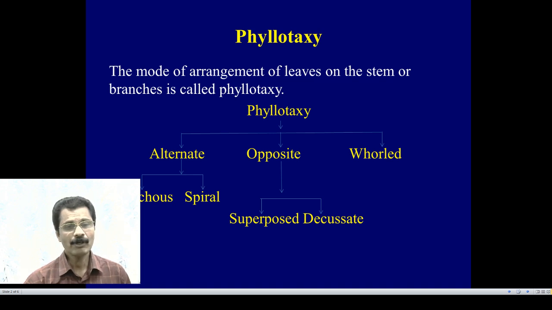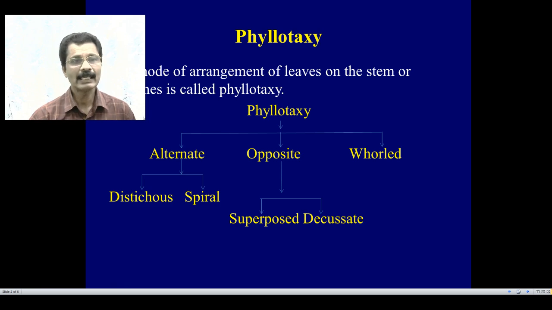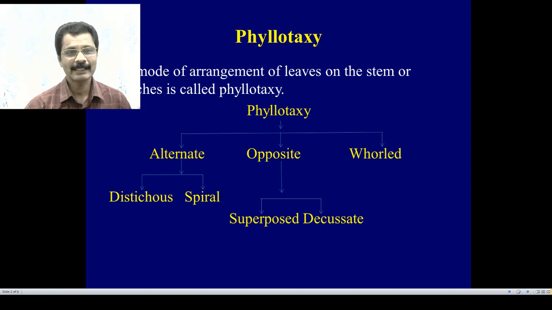Alternate phyllotaxy is again divided into two, that is alternate distichous and alternate spiral. And opposite is also divided into opposite superposed and opposite decussate. We will see one by one.